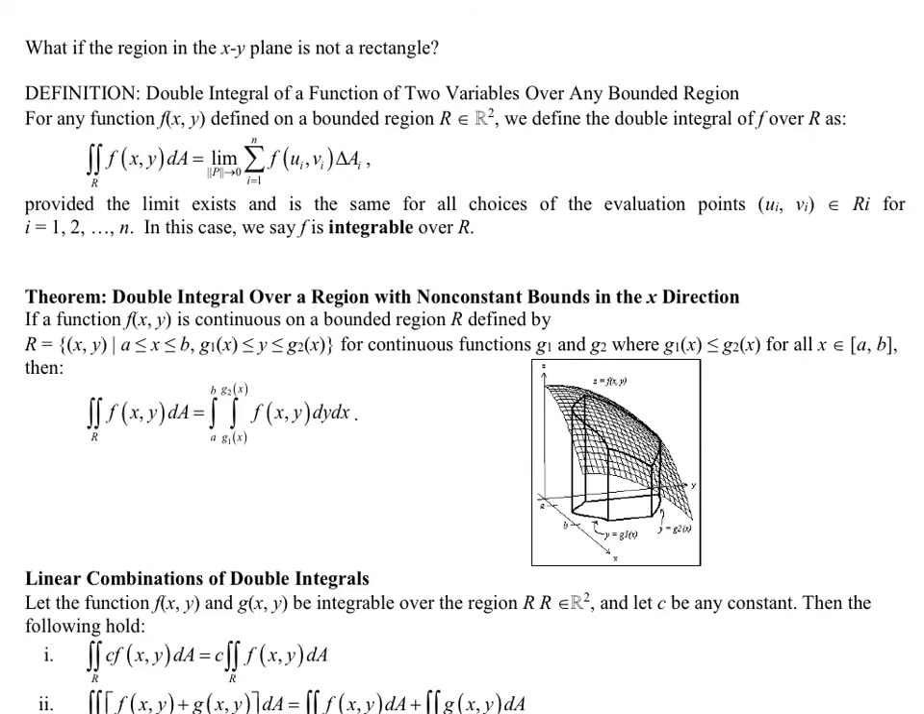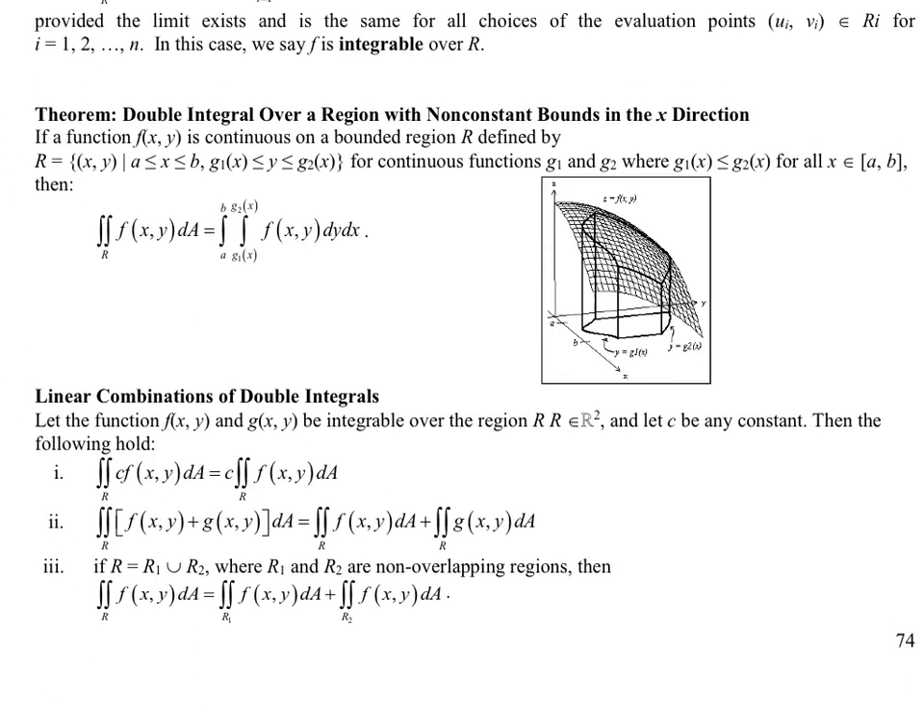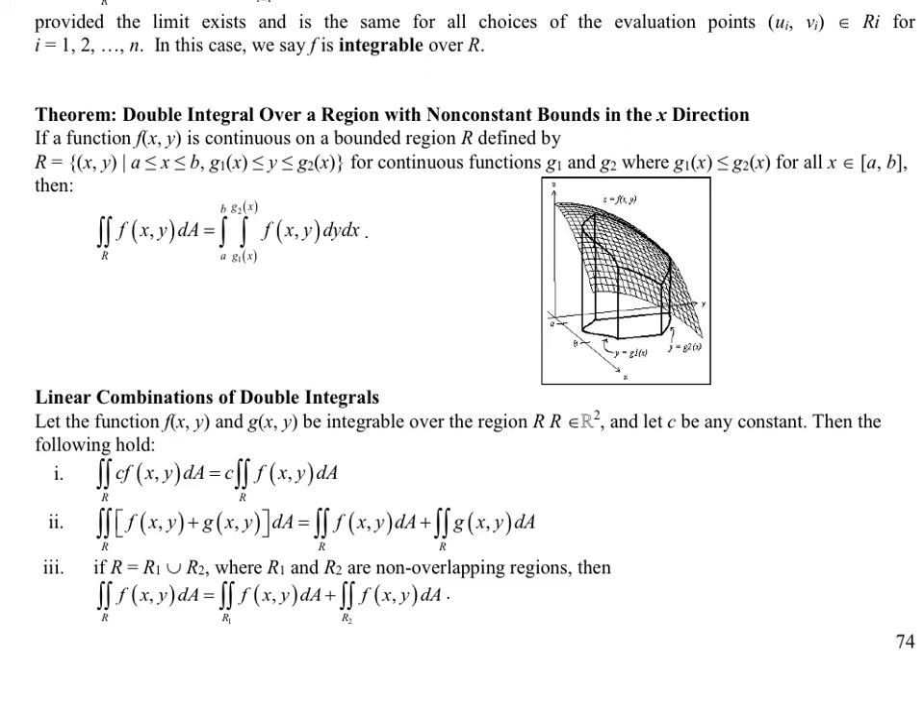So what if the region in the xy plane is not a rectangle? Funny you should ask that. So we have all these rules, all these fun rules, linear combinations of double integrals and all that good stuff. The linear combination stuff is really just telling us that just like with definite integrals in single variable calculus, you can break apart different bounded regions, find their areas and volumes, and then add them together later on.